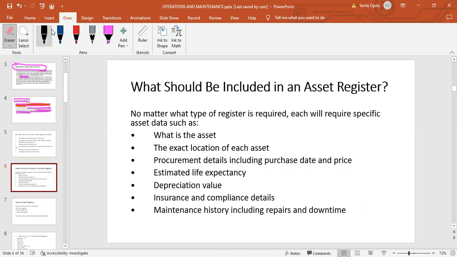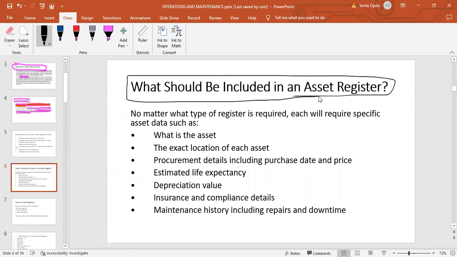So the next thing that we need to look at is what exactly is to be included in the asset register. We say that yes, you're supposed to prepare the asset register, and there are so many details that are included in the asset register. But what exactly should be included? Yes, we have different types of asset register, but you will find that you have to provide some details regarding the asset register, whether it is a digital asset register, an IT register, or just a normal physical asset register.